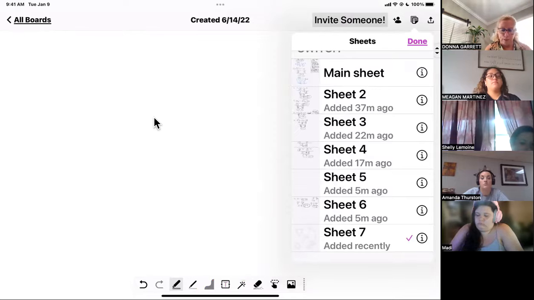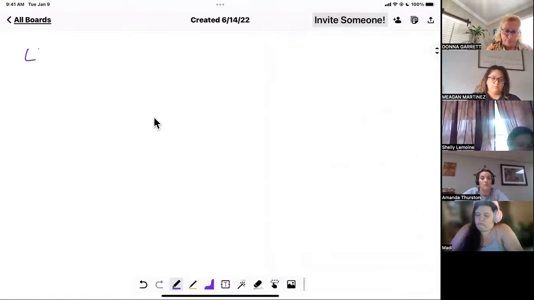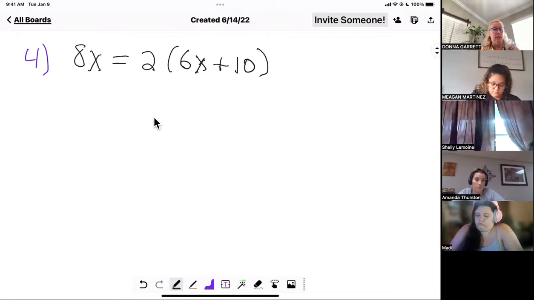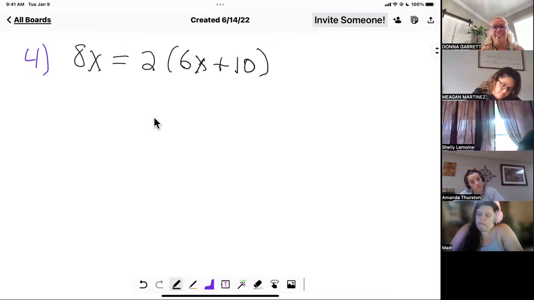Okay, here we go. What number am I on? 4. Okay, so here we go. 8x equals 2(6x + 10). And even if you're somebody here who understands these or you got them because you've done them before, practice makes perfect, right? There's nothing wrong with practice.